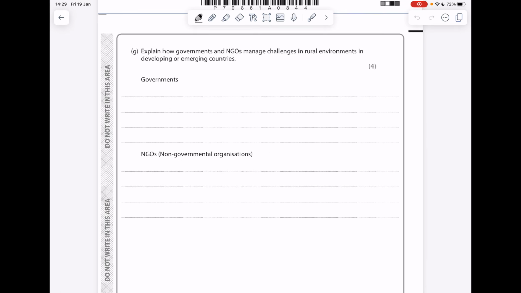Explain how governments and NGOs manage challenges in rural environments in developing or emerging countries. So governments will be trying to improve the infrastructure by improving roads to more remote areas and ensure that crops can actually reach their market. We could talk about NGOs such as WaterAid, which provide training for local people to build their toilets in order to improve sanitation facilities and help prevent the spread of waterborne diseases.